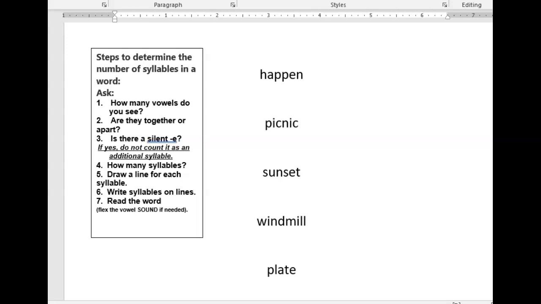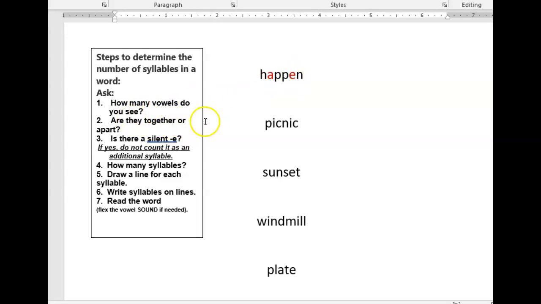Hi parents and teachers, we want to share with you how we go about breaking up multisyllabic words into their individual syllables. So one of the things that we do is we ask students, how many vowels do you see? And in this first word, you can see we have the letter A and the letter E that are both vowels. So we can say we have two.